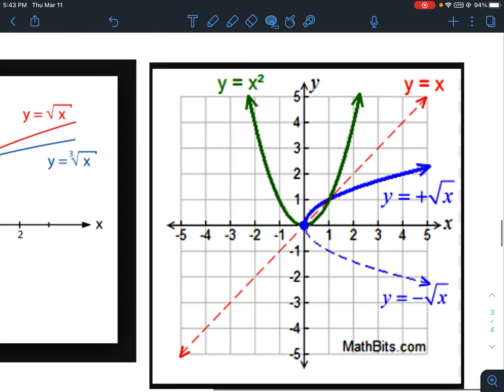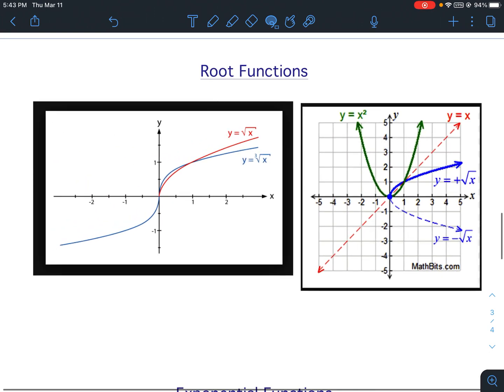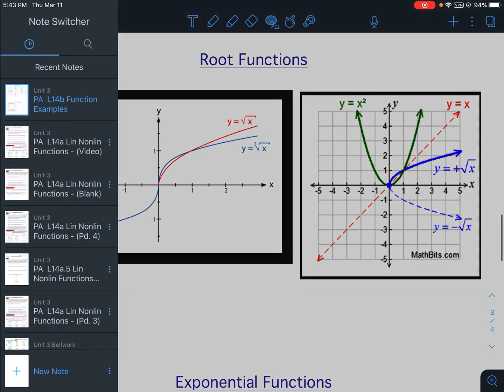Now, I also put this picture on. If you look at y equals x squared, that would be a quadratic function. That is the U, the green graph. All right, and then the root function is this blue one. The reason why that's the dotted line down below is because if we had this line down below, it wouldn't be a function. It would fail the vertical line test. Anyway, those are examples of root functions.